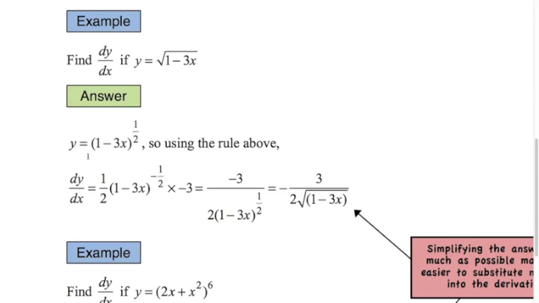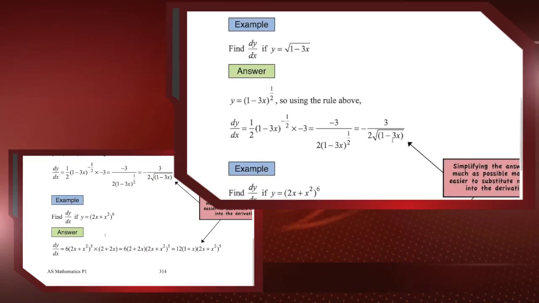So I bring the number down the front, I subtract 1 from the power. Notice the 1 minus 3x stays the same. And then I multiply by the derivative of 1 minus 3x, which is minus 3. And then I've just got to tidy that up. Minus 3 is on the top, the 2 is on the bottom. (1 minus 3x) to the minus a half becomes (1 minus 3x) to the plus half on the bottom. Right? The negative index becomes positive when we put it down the bottom. And (1 minus 3x) to the half is just square root. So this is a nicer way to write this last fraction here. Much nicer way of writing it.